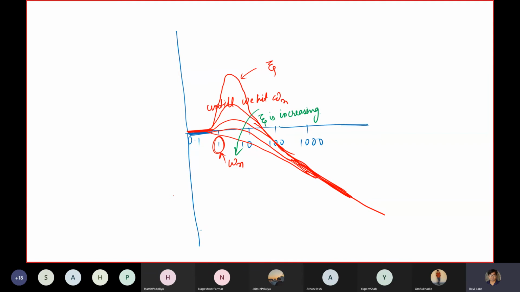Similarly, if we talk about phase φ, so this is the magnitude and this is φ.